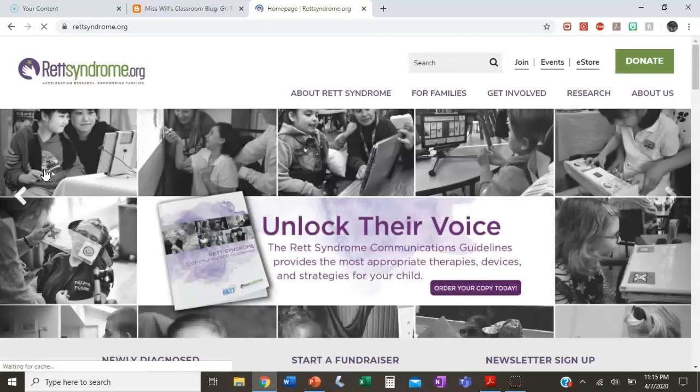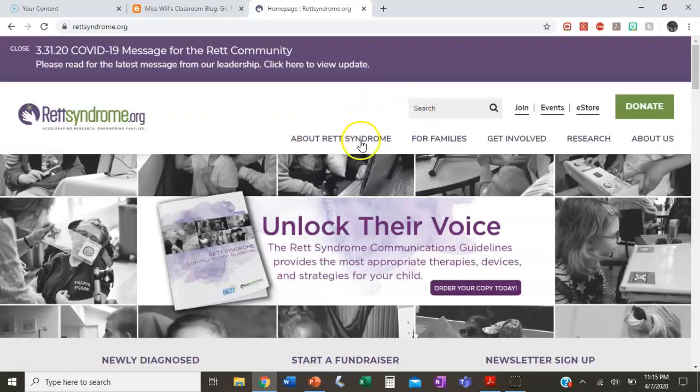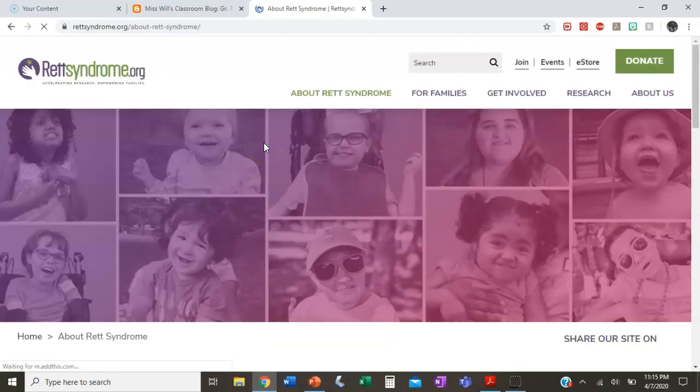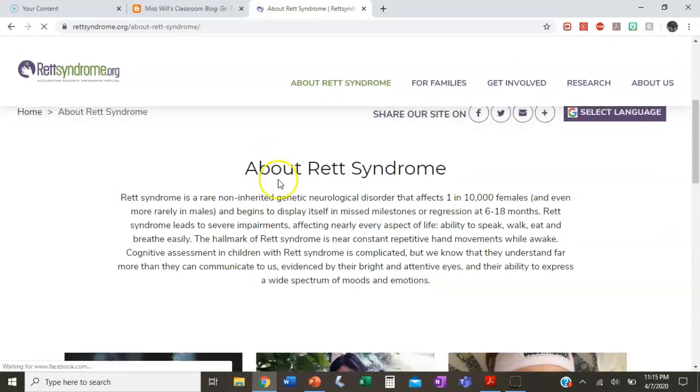And if we go to their homepage, you're going to see there's some information about Rett syndrome. There's information for families. Both of those can be really helpful. There's also information on research, which might be helpful as well. So if we go to About Rett syndrome, we go down here, we see that it actually describes Rett. We can see it even tells us how often it occurs, which is a piece of information that you will need. Talks about some of the ways that it affects different aspects of life.